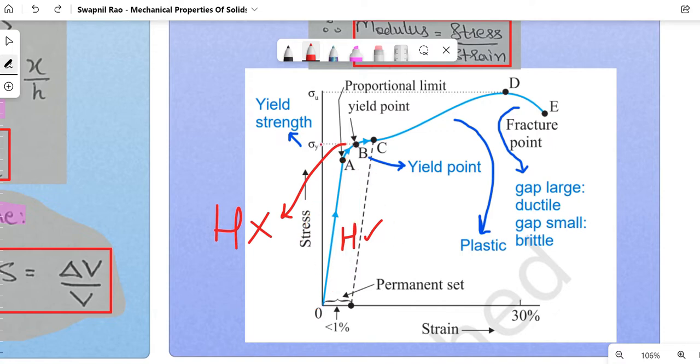So at B there are 2 points. The point B is called, as you can see, the yield point. It's even written over here, yield point B. And when you extrapolate it, the sigma y, as you can see, is called the yield strength. So yield strength, yield point, you have to remember these terms because you never know what kind of question they ask.